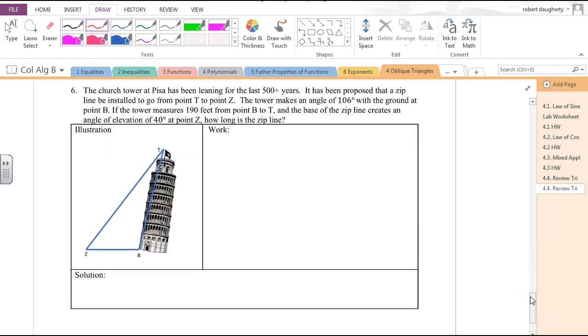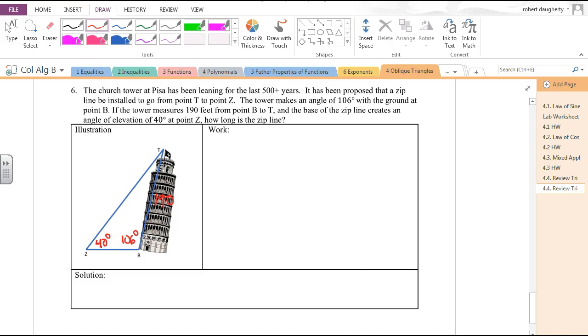The church tower at Pisa has been leaning for the last 500 plus years. It has been proposed that a zip line be installed to go from point T to point Z. The tower makes an angle of 106 degrees with the ground at point B. If the tower measures 190 feet from point B to point T, and the base of the zip line creates a 40-degree angle at point Z, how long is the zip line?